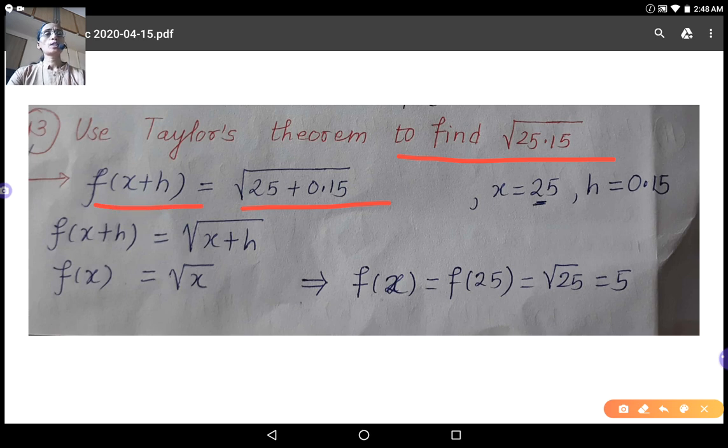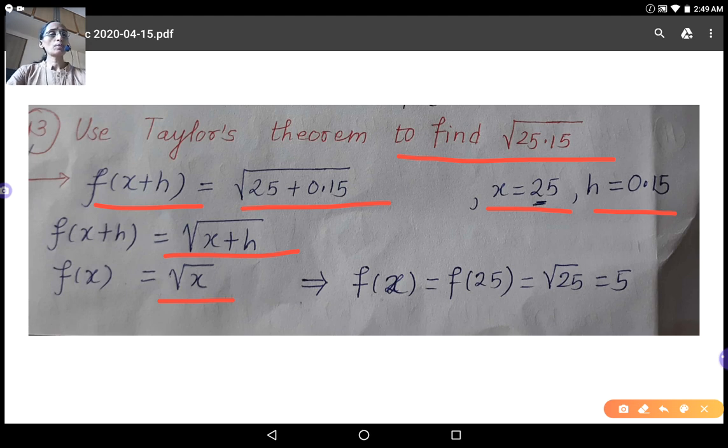So we get f of x plus h is equal to square root of x plus h, where x means what now? 25, and h is equal to 0.15. This is clear first. This is written in the form of f of x plus h. Now if f of x plus h is square root of x plus h, then f of x is equal to what? Square root of x.